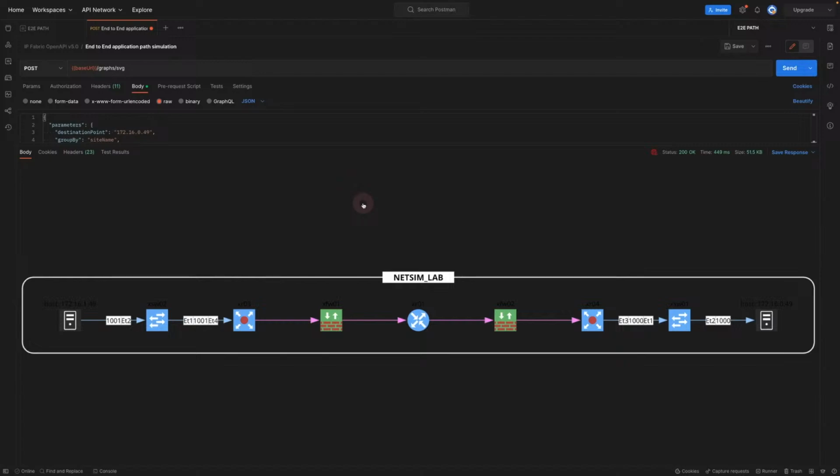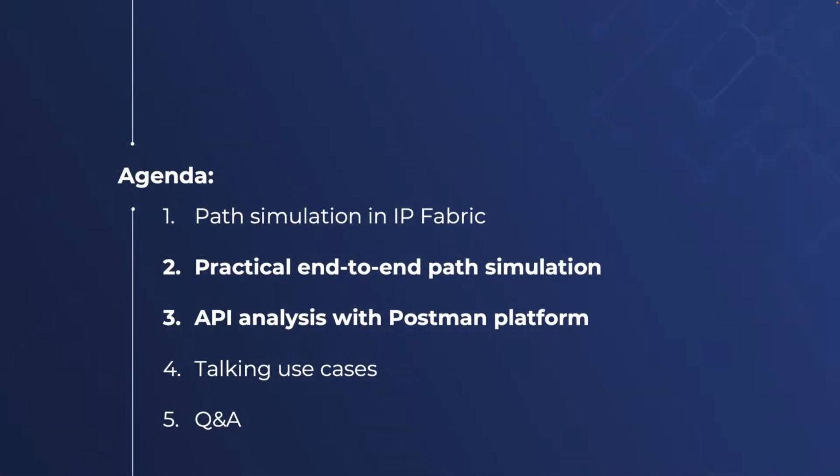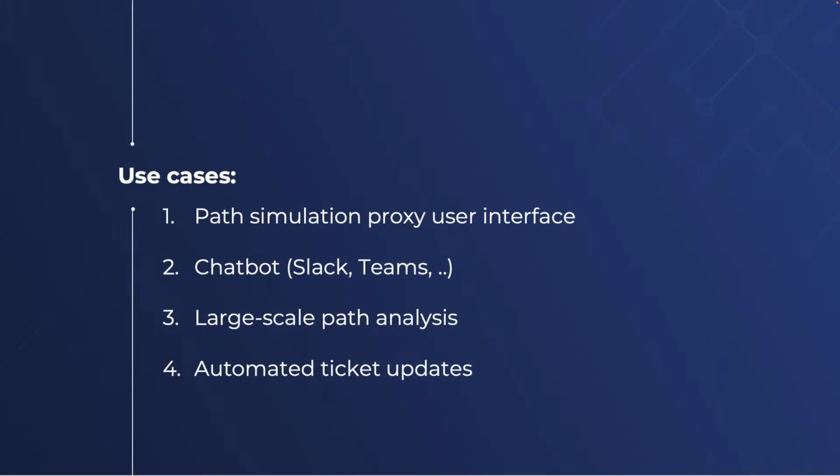So now I would like to share with you a couple of use cases that this API data from the path simulation can be useful for. So let me bring it up. So the use cases: where to use the data that IP Fabric can simulate and how to implement the feature. One of the first that comes to my mind is the path simulation proxy user interface. Now, what to imagine behind it?